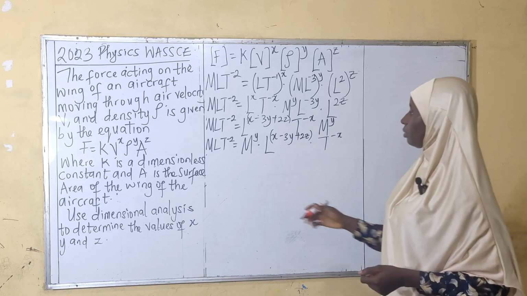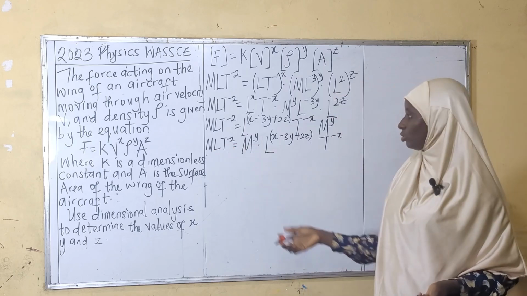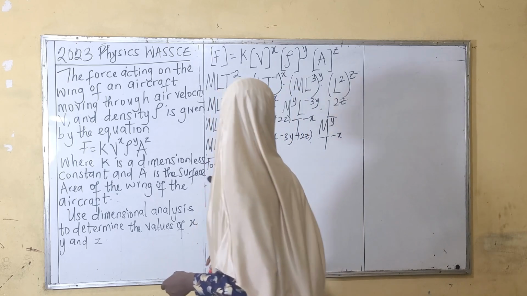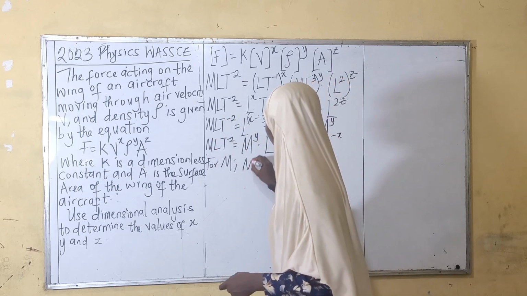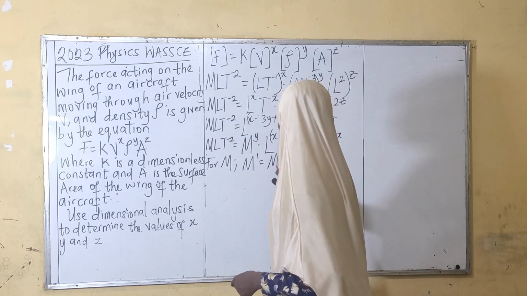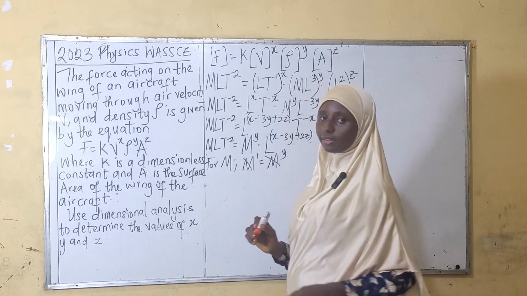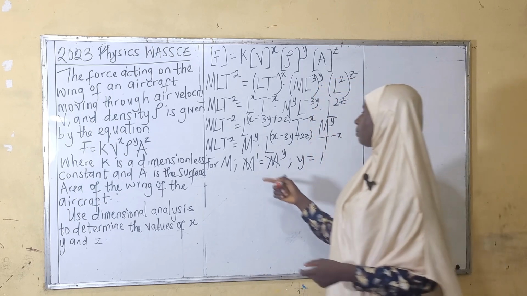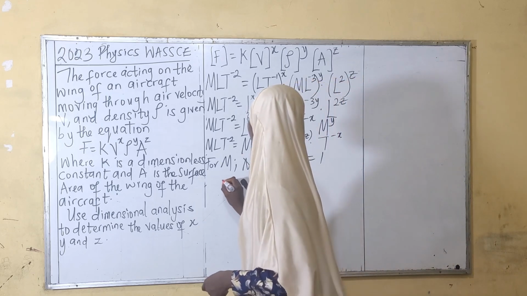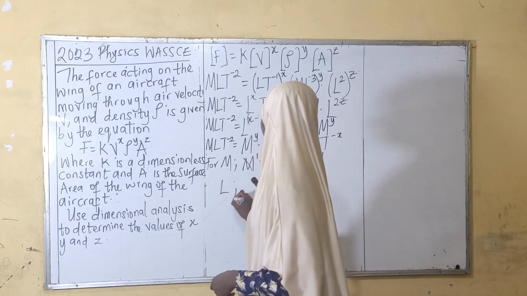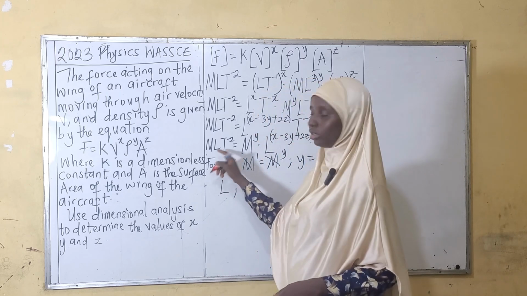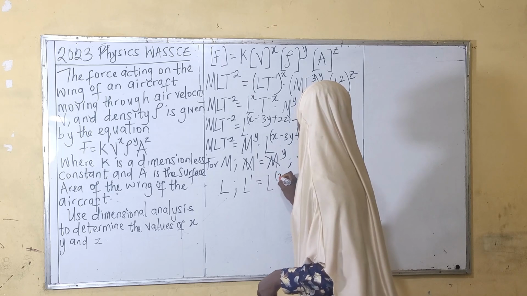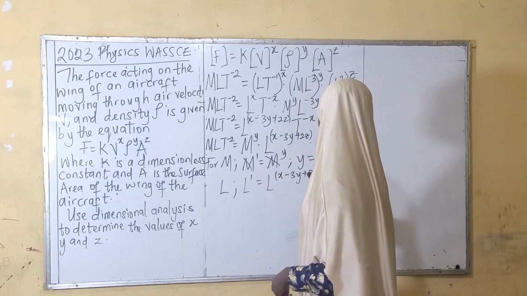Alright, so because I have MLT^-2 and I have all of these, I can equate them. So I can say that for M, my M here is raised to the power of 1, is equal to M raised to the power of y. So I can say that y is equal to 1 because they have the same powers. For the next one, that's for L, my L here is also raised to the power of 1. But my L here is equal to what? x minus 3y plus 2z.